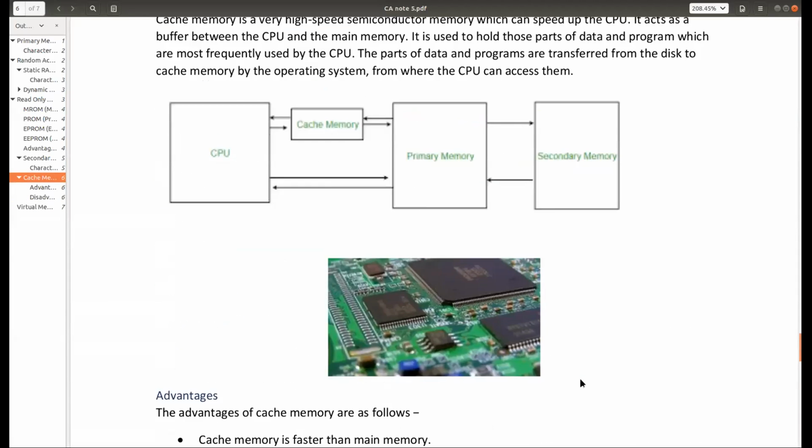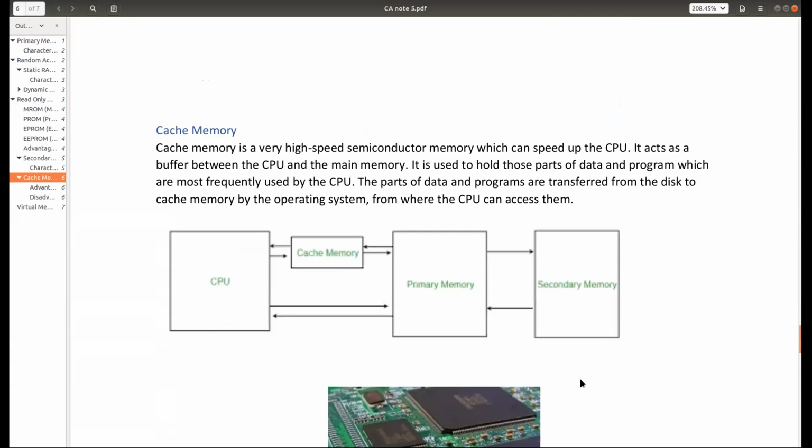So this is all about cache memories. I hope you have understood cache memory. What is cache memory? Some people call it cache memory, but I like to call it cache memory. Whatever you call it, cache or caching.